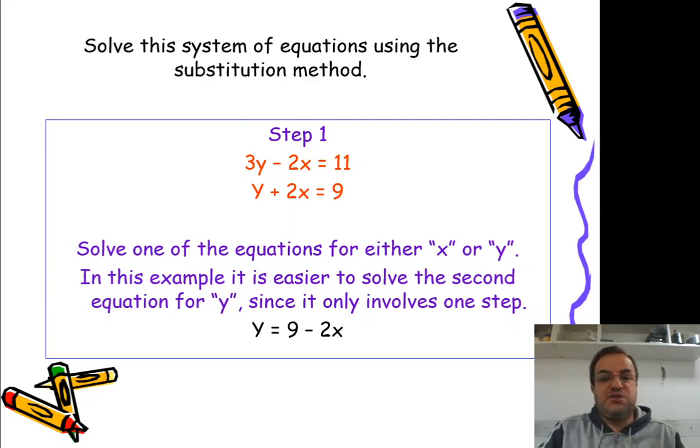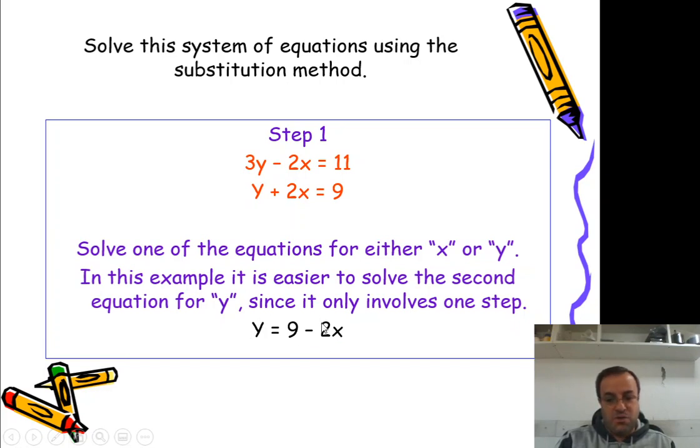Solve the system of equations using the substitution method. Step 1. Look at the system. We have these two equations and we are going to solve them using the substitution method. Solve one of the equations for either x or y. You choose the easiest one, which is the second, I think. And it's easy to take y in terms of x. As you see here, we take plus 2x to the other side, and then y equals 9 minus 2x. In this example, we calculated y in terms of x.